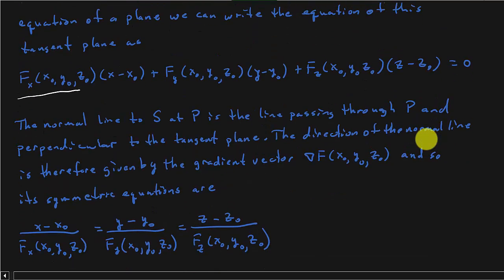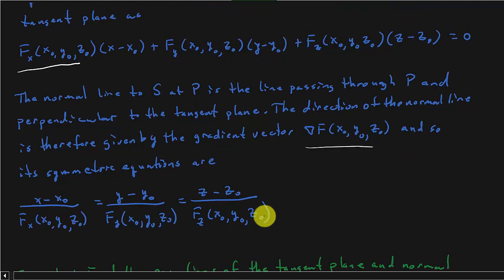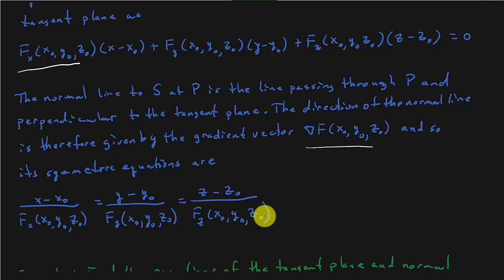The normal line to S at P is the line passing through P and perpendicular to the tangent plane. The direction of the normal line is therefore given by the gradient vector. That's the direction of the normal line. And so its symmetric equations are this. I'm not going to read through it, but those are its symmetric equations.